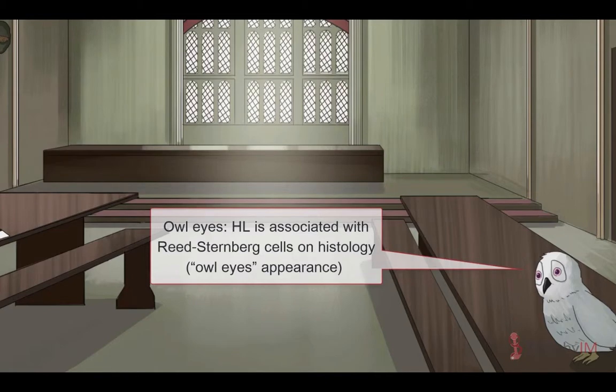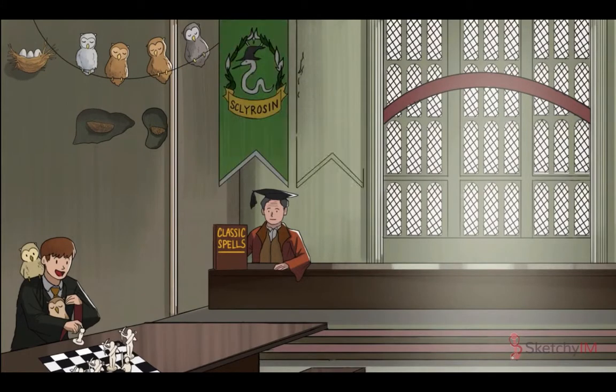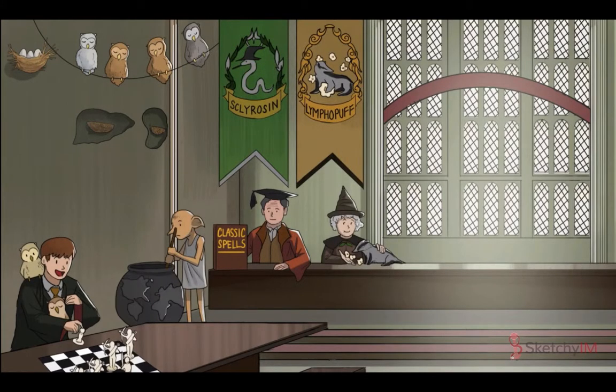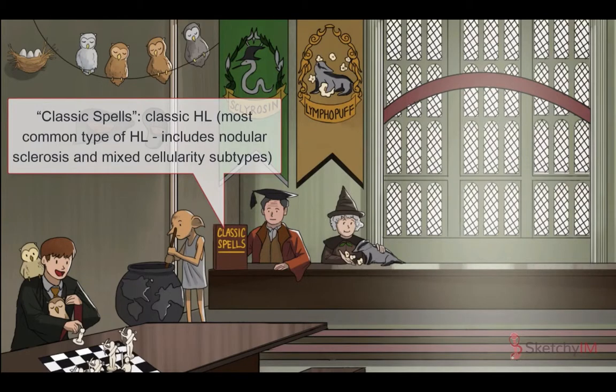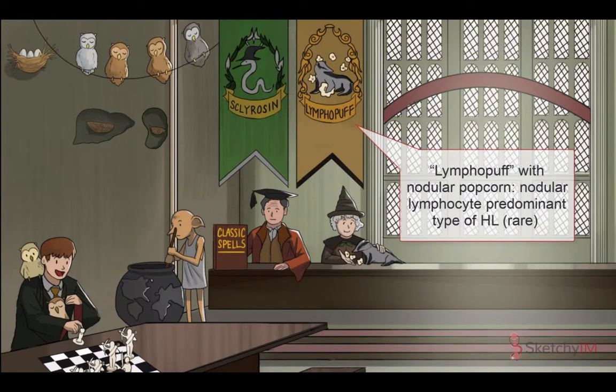Well, the mutant B cells of Hodgkin lymphoma can be identified by the presence of Reed-Sternberg cells, those classic owl eyes, which we'll discuss a little later. There are two types of Hodgkin lymphomas, classical and nodular lymphocyte predominant, with classical by far the most common, and the main focus of this sketch. Nevertheless, we've drawn in the banner for House Lymphopuff on the right, representing the rare nodular lymphocyte predominant type.